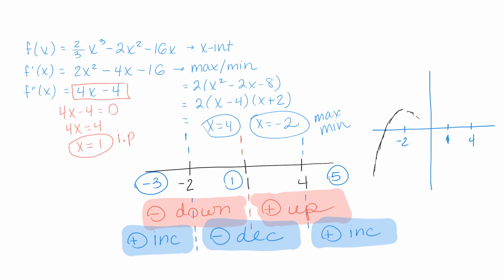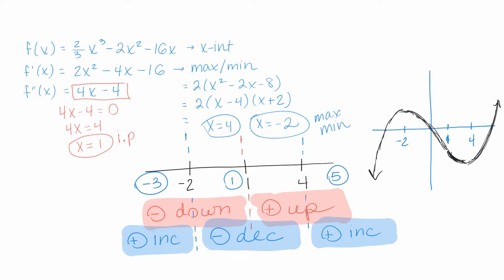So concave down, decreasing to 1. At 1, I'm going to keep decreasing, but I need to flip to concave up. So I'm going to start drawing my bowl going upward. Do you see how I switched here? I made that flip. And then at 4, I'm going to start increasing and stay concave up. So I'm going to do something like this. So this is the shape of the graph, right?